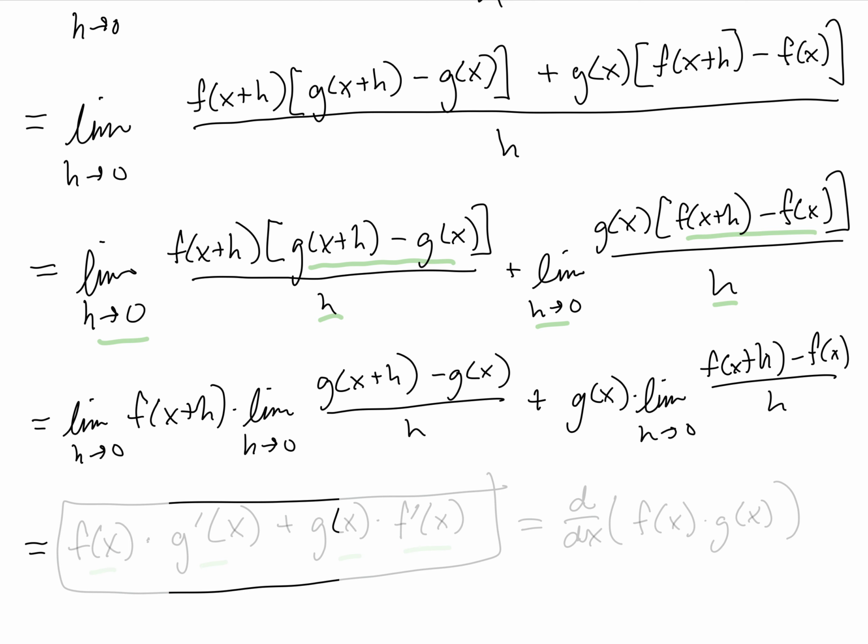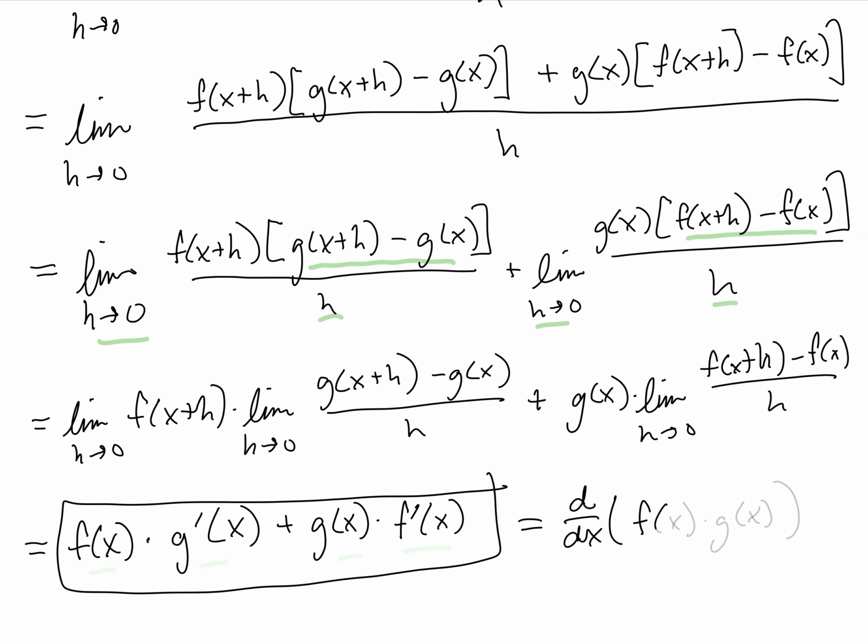And then we can take the limit as h goes to 0 of f of x plus h. As h goes to 0, that just becomes f of x, times the limit as h goes to 0 of g of x plus h minus g of x all over h. That is the definition of the derivative of g, plus g of x times the limit as h goes to 0 of f of x plus h minus f of x all over h. That is the definition of the derivative of f. And so we have proved the product rule for derivatives. We have proved that the derivative with respect to x of f of x times g of x is equal to the first function times the derivative of the second, plus the second function times the derivative of the first.